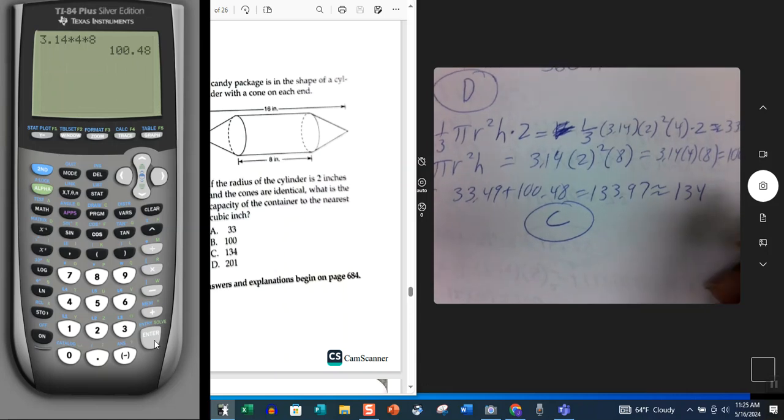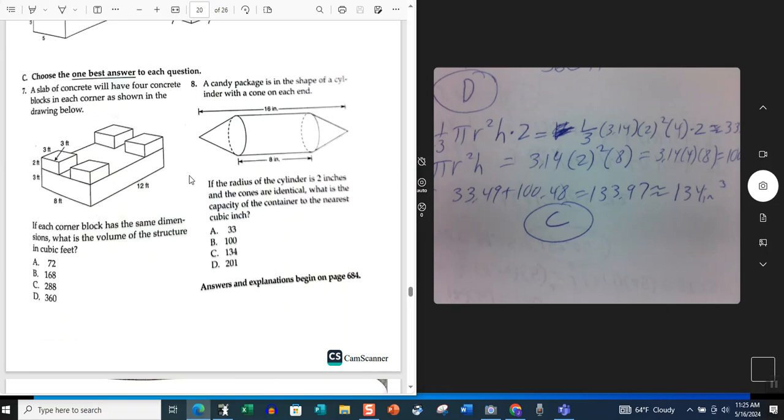And remember, these were supposed to be cubic inches. So your answer is C, and we are done with lesson 8 from chapter 7.